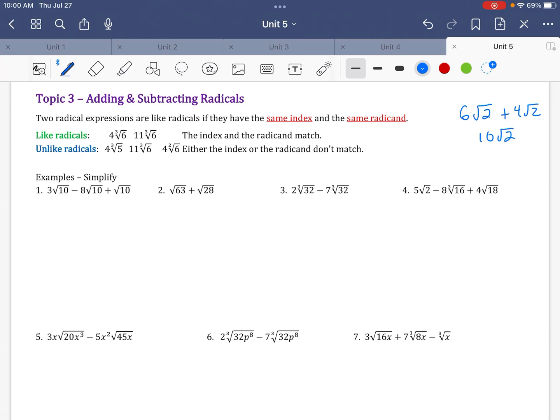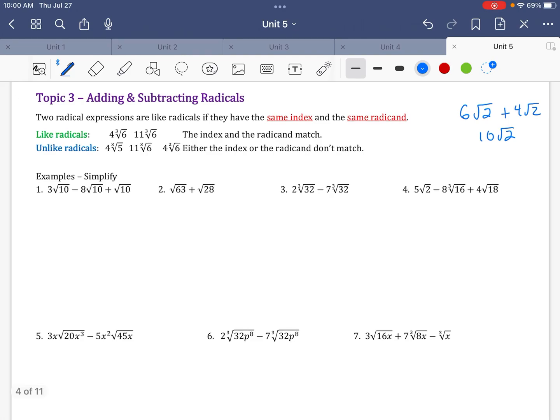All right, so looking here, these radical 10's in number 1 don't reduce at all. So I have 3 radical 10 minus 8 radical 10, and then I have plus, remember that's a 1 radical 10 in front of here. So basically all I'm doing here is I'm taking the 3 and the minus 8 and the plus 1 and putting that together. So 3 minus 8 is negative 5. Negative 5 plus 1 is negative 4. So I have negative 4 radical 10 is my answer here.